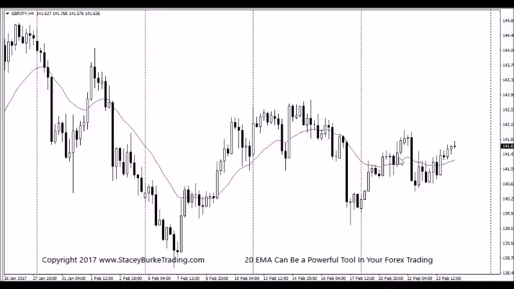Check it out for yourself. Go back and test this. Look around again: Asia close, London open, US open, London close. These can be powerful times to position yourselves with a 1-hour stop and look for 2, 3, 4-hour reward on the trades.